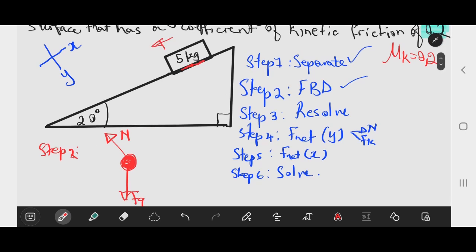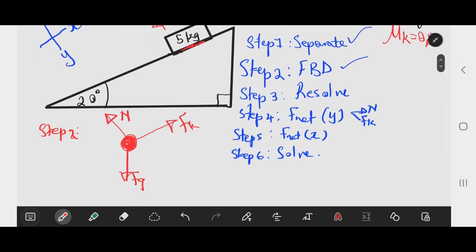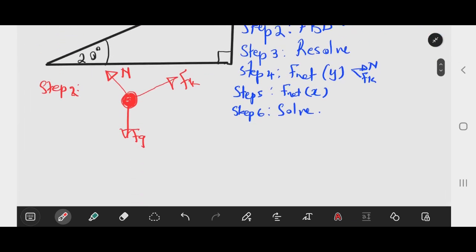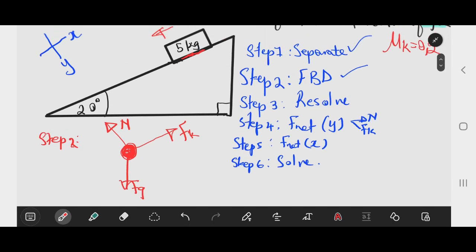Now since the object is sliding down the incline, the friction will be acting up the incline. It opposes the direction of motion. So these are the forces that are acting on that object as the object slides downwards.